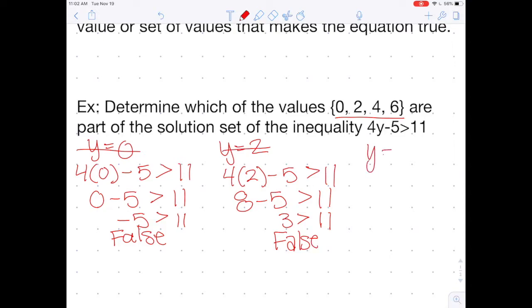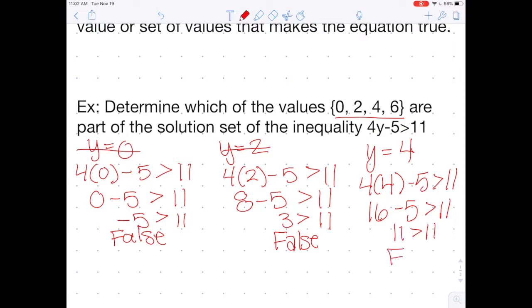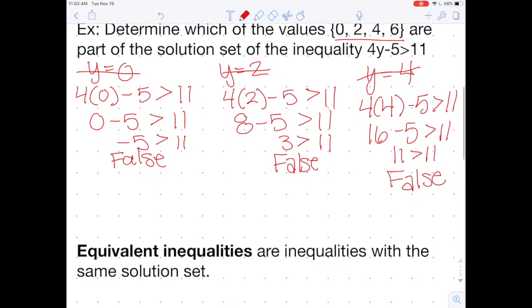Let's try 4. Y equals 4. 4 times 4 minus 5, we want it to be greater than 11. 4 times 4 is 16, minus 5, greater than 11. 16 minus 5 is 11, but 11 is not greater than 11, so this is false also. So 4 does not work either.